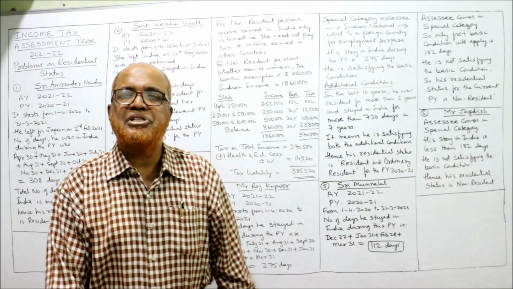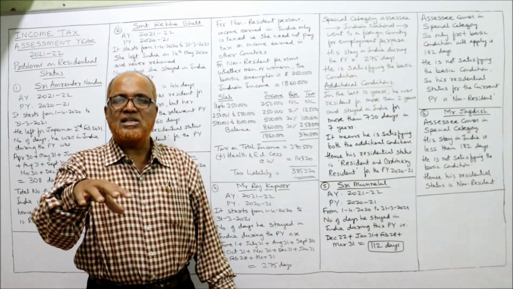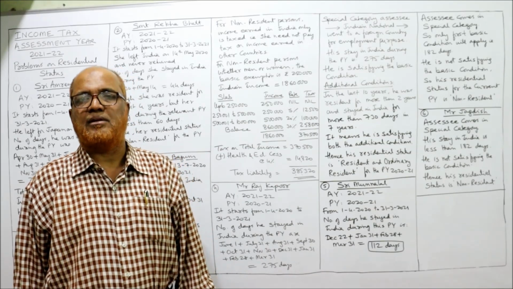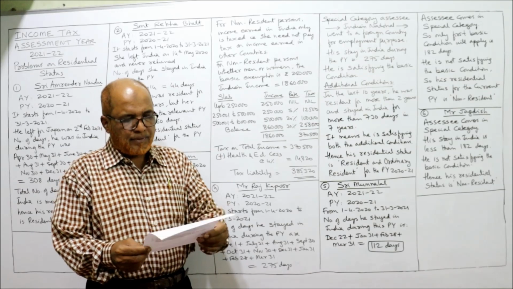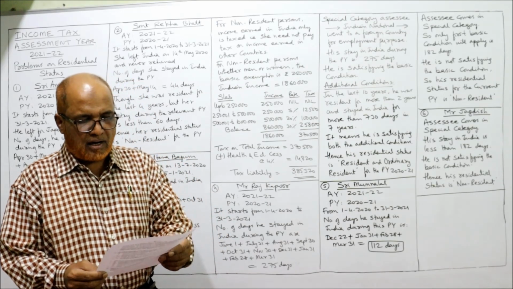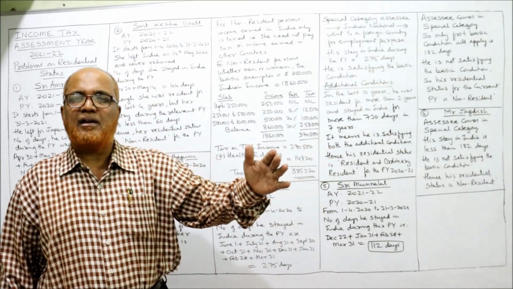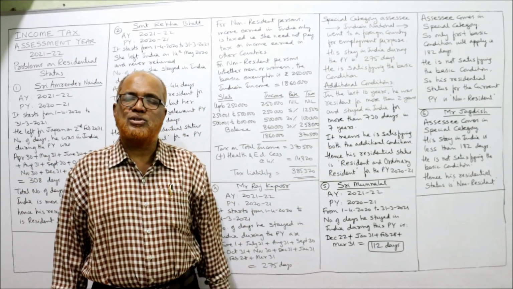That means the first basic condition of 182 days he has satisfied. When he satisfies the first basic condition, he is a resident person. And it is also given that he has never been out of India in the past. In the previous year, he never went outside. That means he satisfies both the additional conditions.